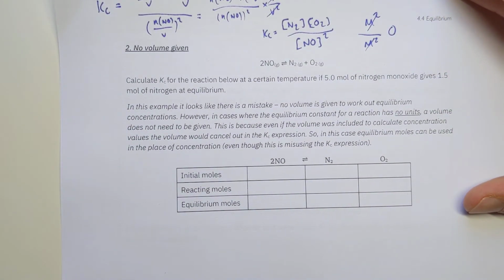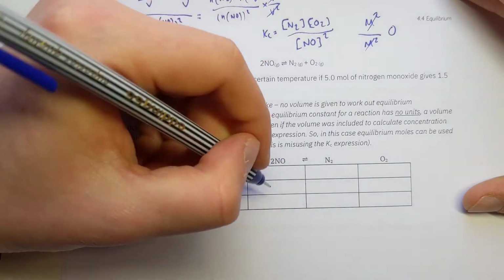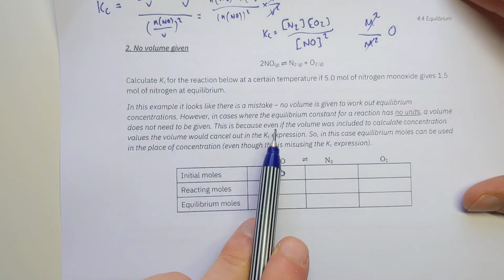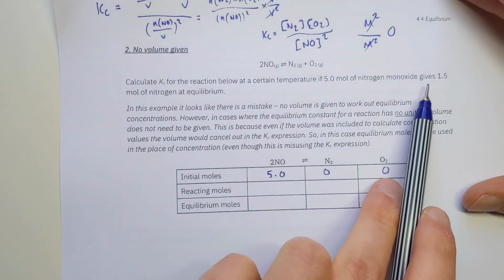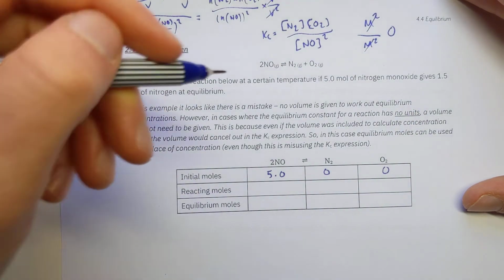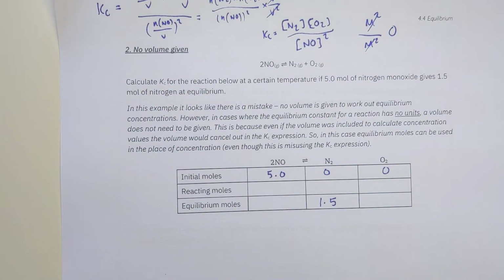The first step in every question is to transfer my values into my table. So I start with 5 moles of nitrogen monoxide. Initial moles is 5.0. I can safely assume that they've not told me about any products at the start, so probably have nothing of them at the start. However, at the end of the reaction, I've got 1.5 moles of nitrogen, so equilibrium moles of nitrogen is 1.5. So that's everything I've got from the question.